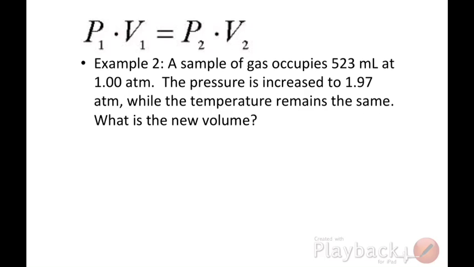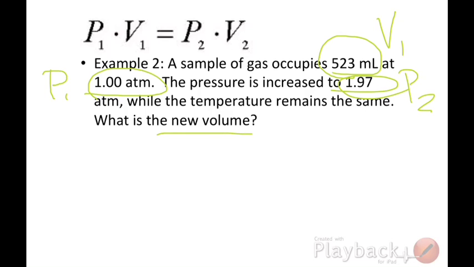Okay, here's example 2. A sample of gas occupies 523 milliliters. Milliliters are volume at 1 atmosphere. That's pressure. So the pressure is increased to 1.97 atmospheres while the temperature remains the same. What is the new volume? So here's our pressure 2, and it's asking what is the new volume. So V2 is what we don't know again. So let's start plugging in our information into our equation.